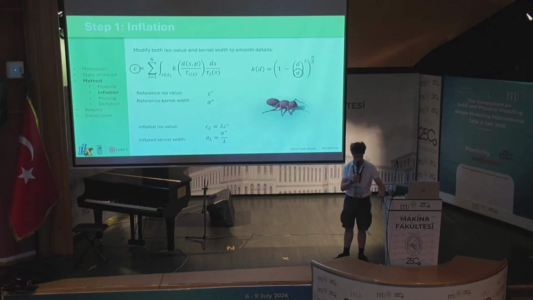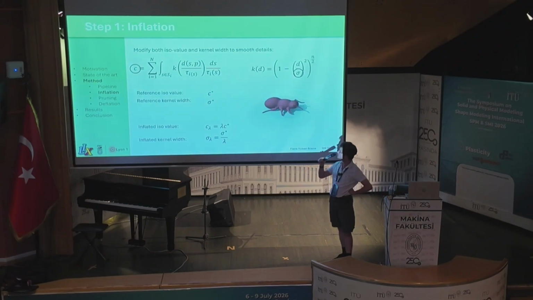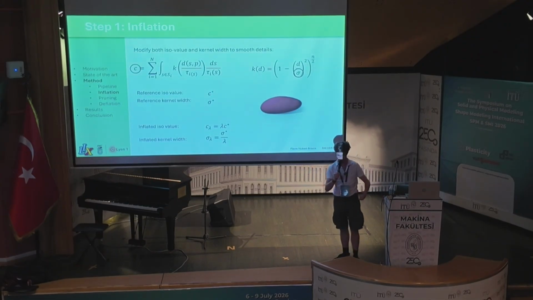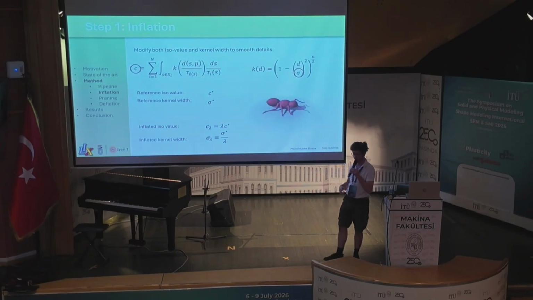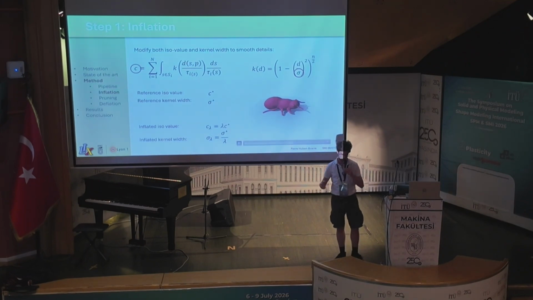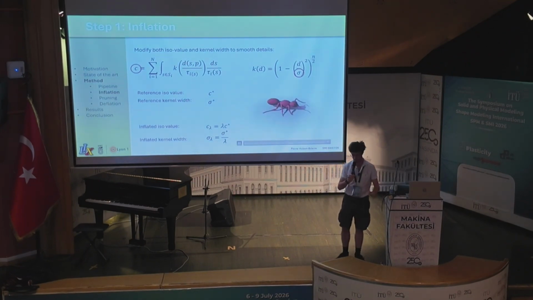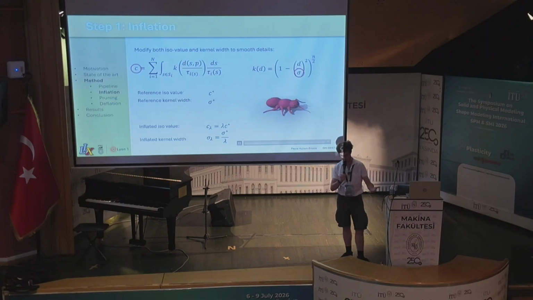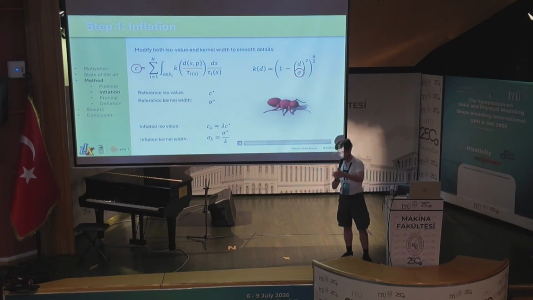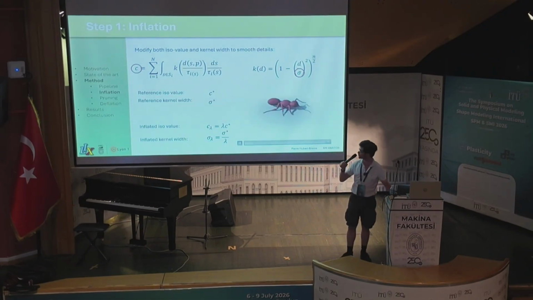All right, now for the details. The inflation is performed by both jointly decreasing the targeted iso value that is usually forgotten and increasing the kernel width of the kernels. This has the effect of inflating the shape at the expense of increasing the volume and losing the aspect ratio, as we'll see later, but that's for the deflation step. This is the simplest of all.